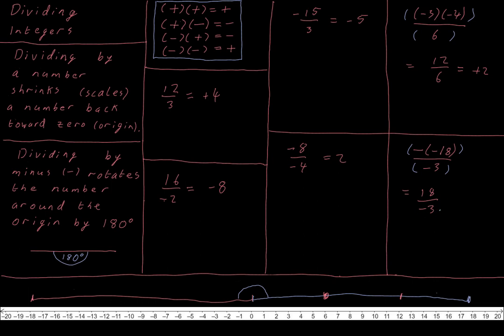So that's my number part taken care of. But what happens to my sign? Well, I've divided by a minus, so I have to rotate. So I end up rotating around again by 180 degrees, and I end up down at minus 6. And that is how we do our division of integers, and we also have some multiplication practice too.